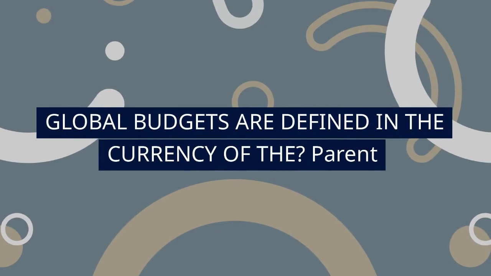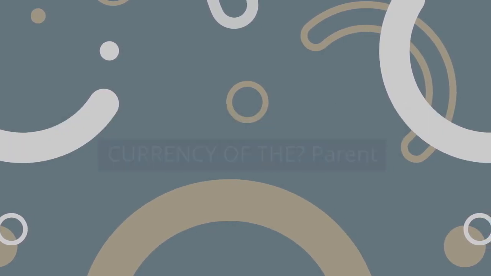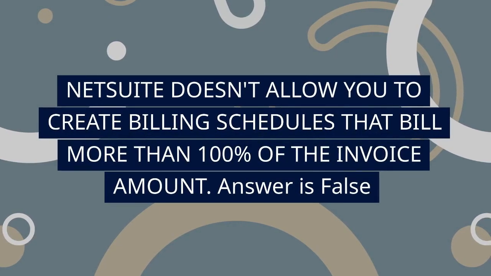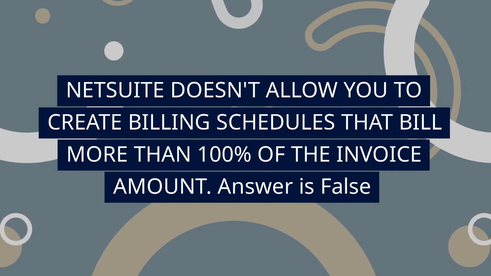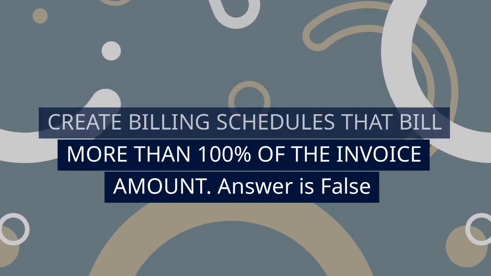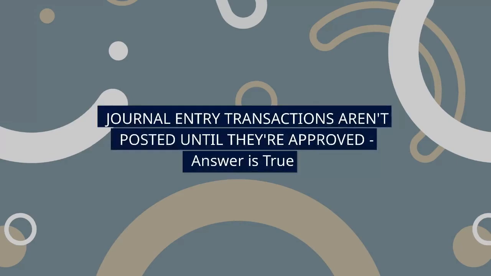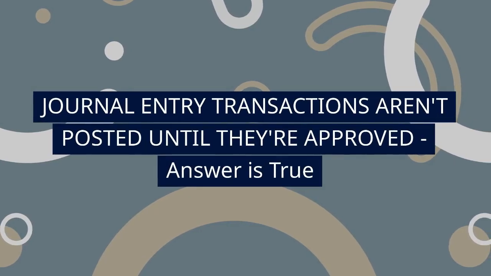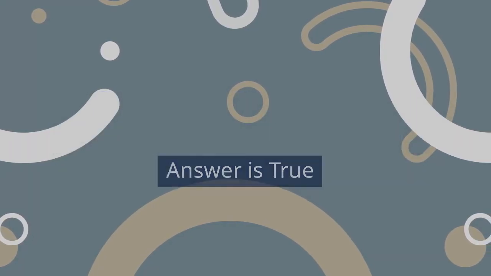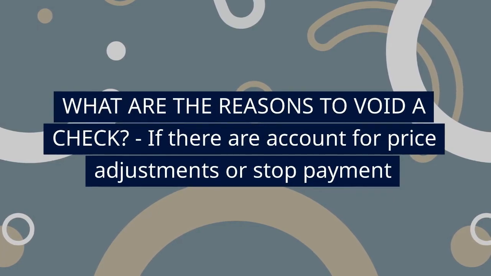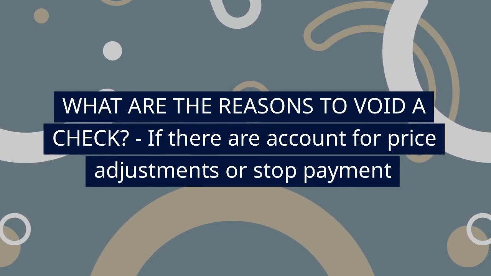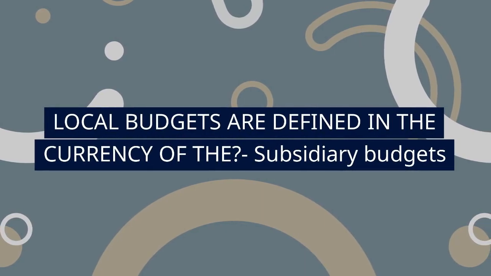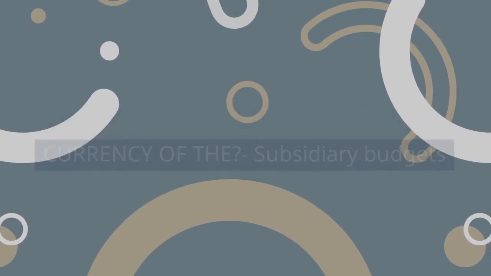Global budgets are defined in the currency of the parent. NetSuite doesn't allow you to create billing schedules that bill more than 100% of the invoice amount. Answer is false. Journal entry transactions aren't posted until they're approved. Answer is true. What are the reasons to void a check? If there are account for price adjustments or stop payment. Local budgets are defined in the currency of the subsidiary budgets.